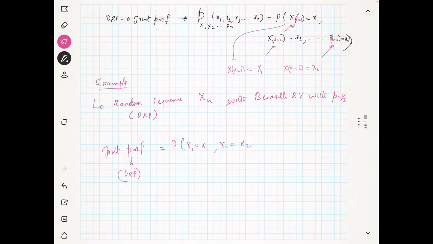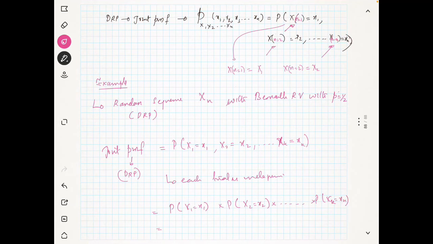So the probability that x1 takes the value small x1, x2 takes the value small x2, and so on, xk takes the value small xk, is nothing but the joint density. This is the joint probability mass function. But you know that each trial is independent. If you are tossing a coin 2 times, then trial number 1 and 2 both are independent, and each trial has only 2 possible outcomes. So the joint probability is the probability that x1 takes the value x1, multiplied with the probability that x2 takes the value x2, and so on, multiplied with the probability that xk takes the value xk.